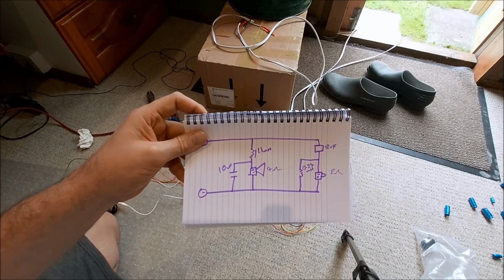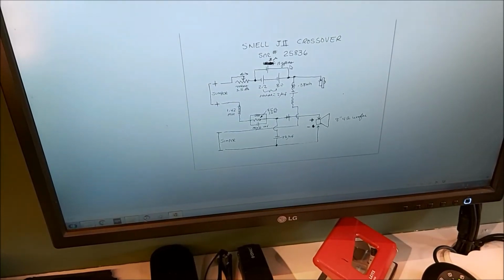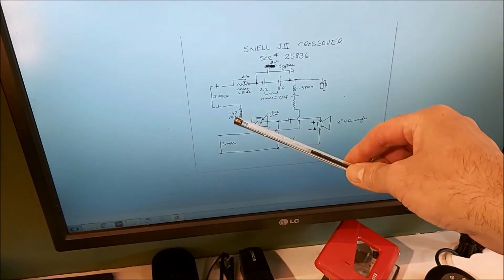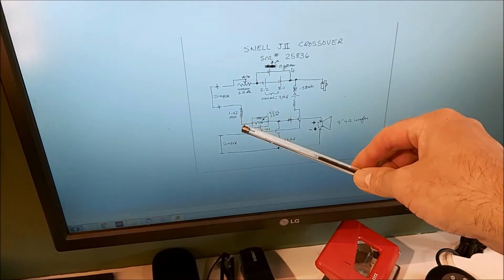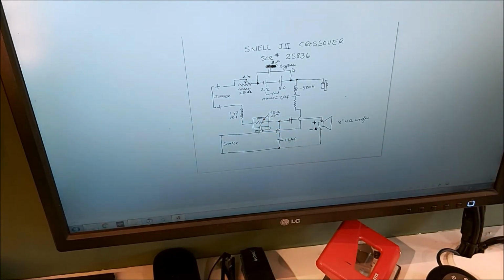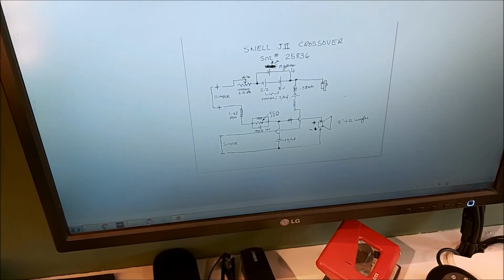Okay, I don't know how well you can see this, but here's an original scribble apparently of the original crossover. You've got a 1.42 millihenry inductor through a 4.5 ohm resistor and a 12 microfarad cap. So we're not a million miles off of that. What we've done is allow it to play up a bit higher, because the tweeter is smaller and can't play down as low. And it has been tricky trying to couple these together.